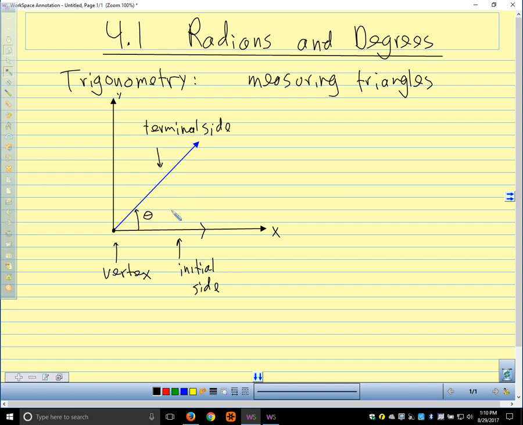We call the counterclockwise direction the positive direction. And we call the clockwise direction the negative direction. So we rotate from the x-axis. Counterclockwise is positive, clockwise is negative. When we have an angle situated like this with the vertex at the origin, and our initial side on the x-axis, we call this angle in standard position.